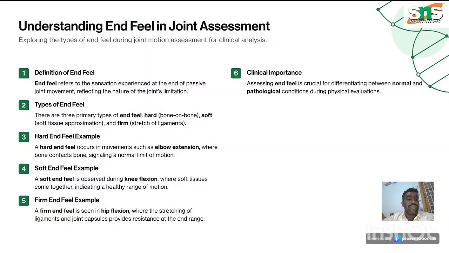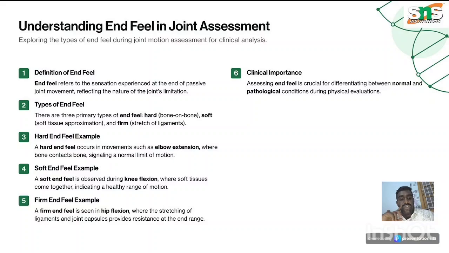What is end feel? End feel refers to the sensation experienced at the end of passive joint movement, reflecting the nature of the joint limitation. What are the types of end feel? The primary types are hard, bone to bone, and soft tissue, and firm, a stretch of the ligaments. It is easy to understand. While flexing, the normal range occurs. We flex passively with assistance, and it moves an extra 2 to 4 degrees. That is a bone-to-bone end feel.